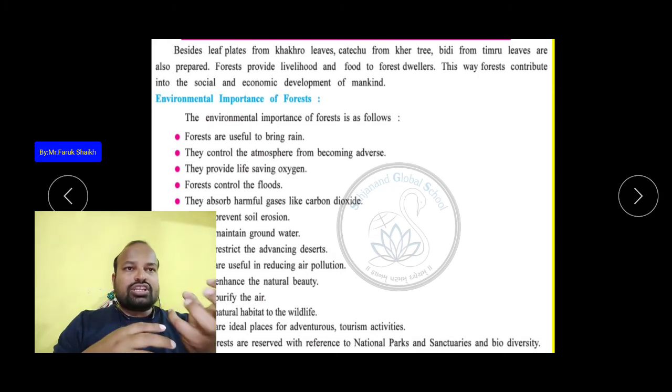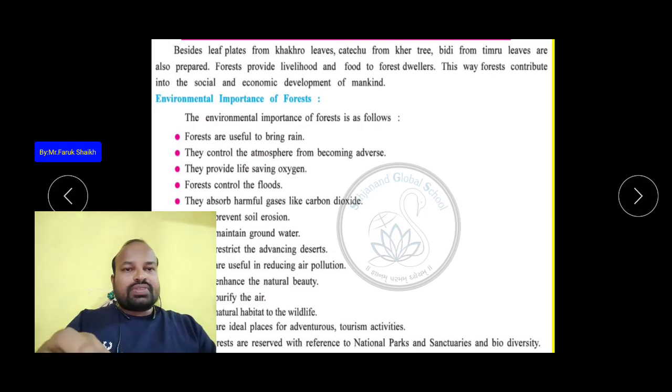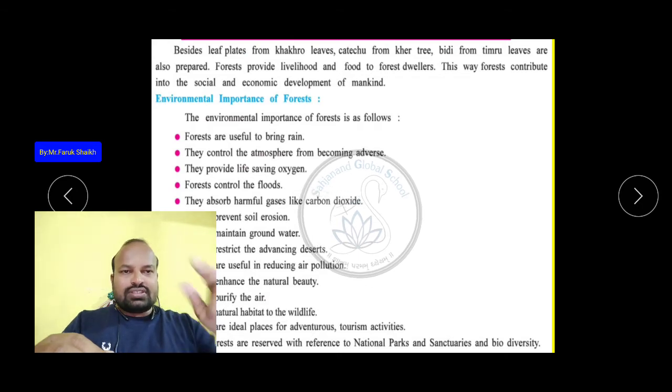So that is called the kateju. That kateju is prepared from the khair tree. Then the bidi, that many of the people are smoking. This is for those who can't afford the cigarette, there's a bidi. Not only that, but also some people who are living mostly in the village, where cigarettes are not available, they are also using this. It is a desi smoking. This is prepared from the timru leaves.